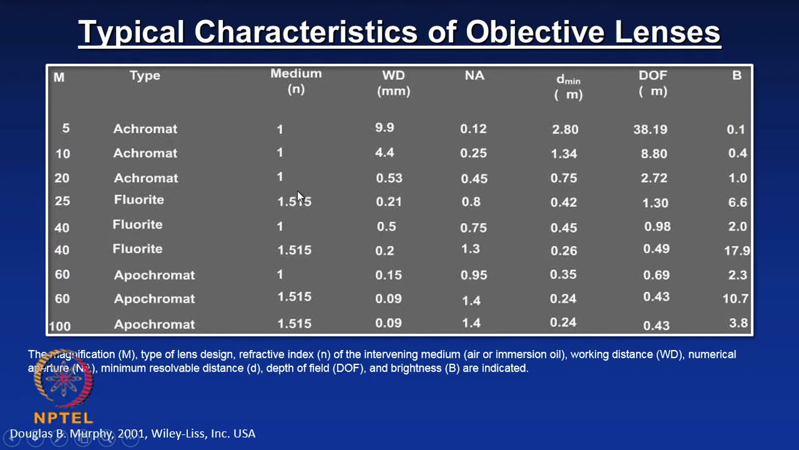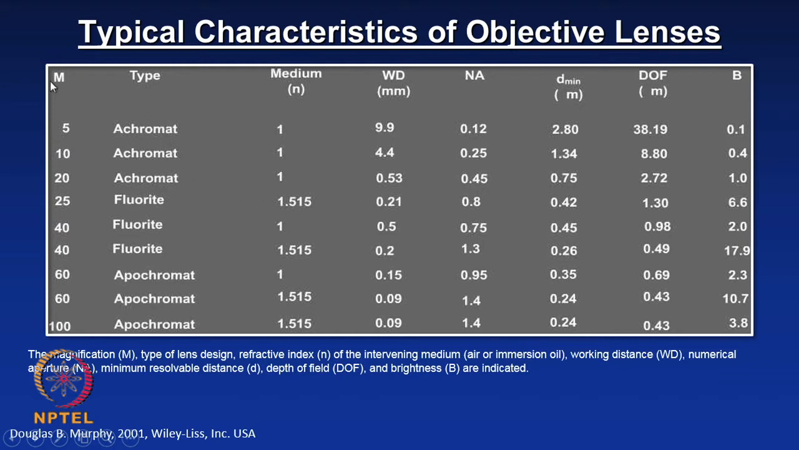Now, let us see some of the typical characteristics of objective lenses tabled here. Look at this table carefully. As I mentioned, depending upon the degree of corrections, they are being classified, and you see that M is the magnification, and this is the type of objective, the medium, and this is the working distance. WD is the working distance in millimeters. This is the numerical aperture. D minimum is the minimum resolvable distance. This is the depth of focus in meters, and B stands for brightness.